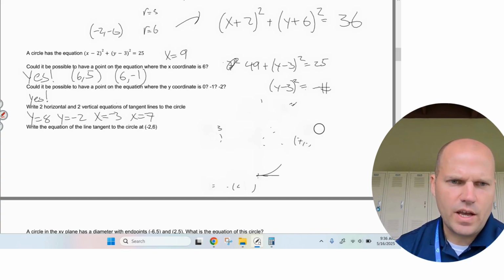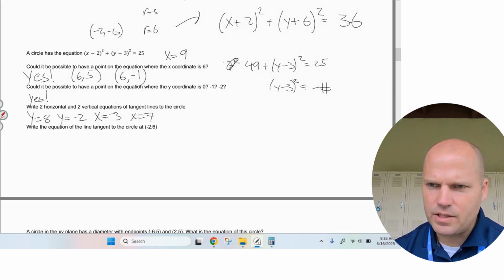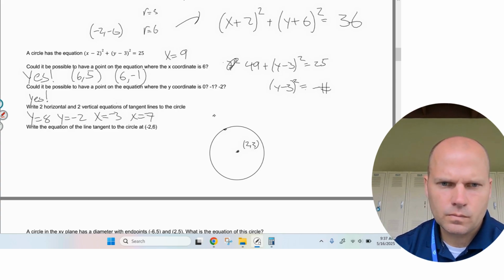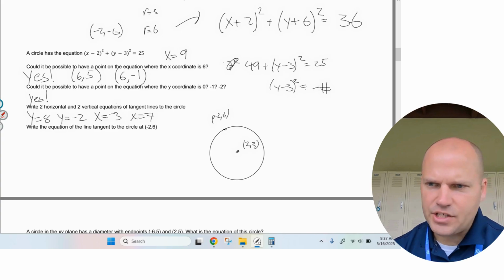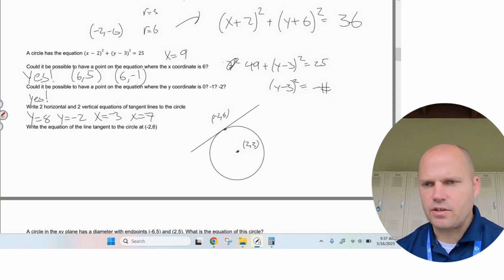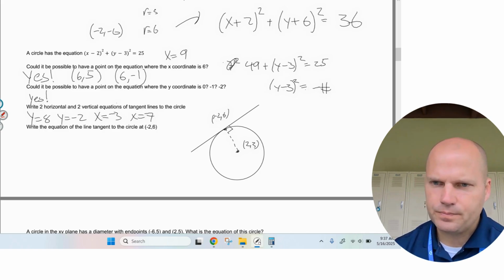And we finish off with a tangent. What do we know about tangent lines? I know something. We got this point 2, 3. Then we got this point negative 2, 6. You can see the tangent line is just going to touch the circle. But a key characteristic of this tangent line is going to be its slope being perpendicular to that slope.